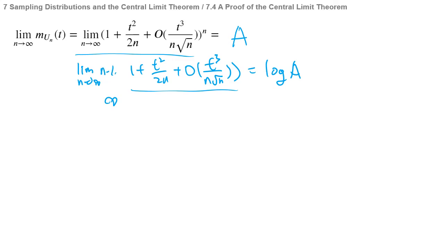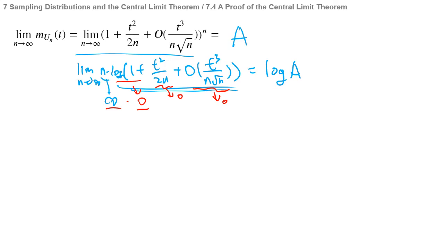N times log of this thing. So this n part goes to infinity, and this log of this thing part goes to 0 as n goes to infinity, so this part converges to log 1, which is 0. So this is infinity times 0, and so it's hard to get the limit value.